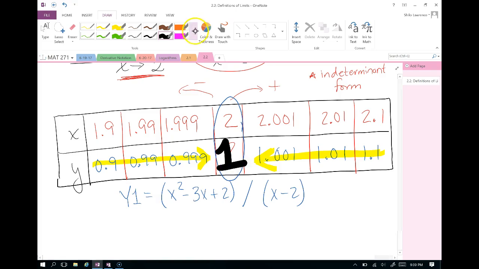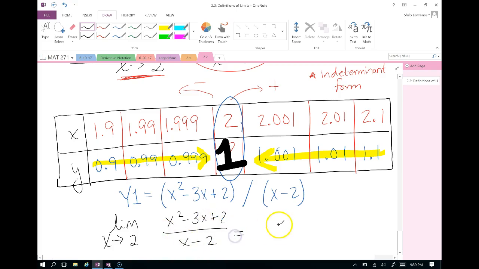So we're going to say that the limit as x approaches 2 for x squared minus 3x plus 2 over x minus 2 is equal to 1. So this is how we do it numerically. We're actually looking at the numbers in a table.